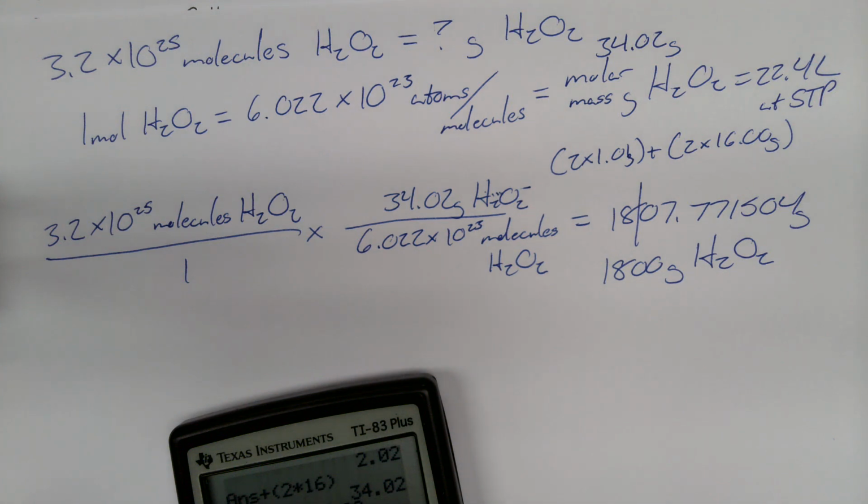Just writing down 1,800 grams hydrogen peroxide will get you a point. The majority of your points come from this setup. I have to see the setup. And I'll tell you this: you also have to tell me what those numbers are. So you have to bring down the units.